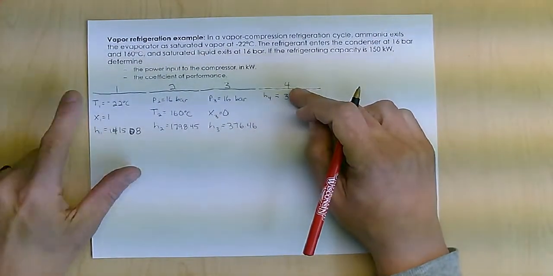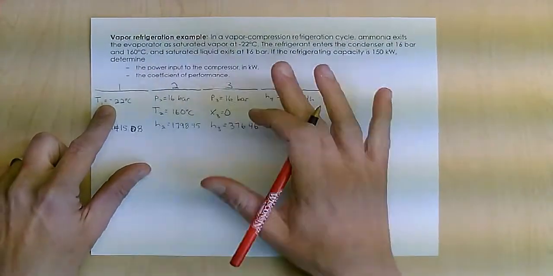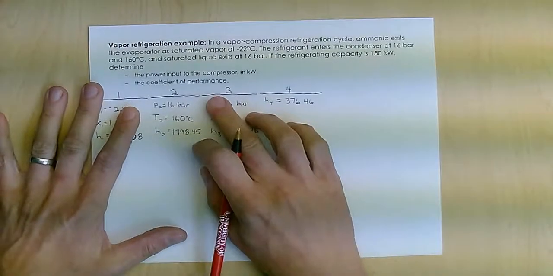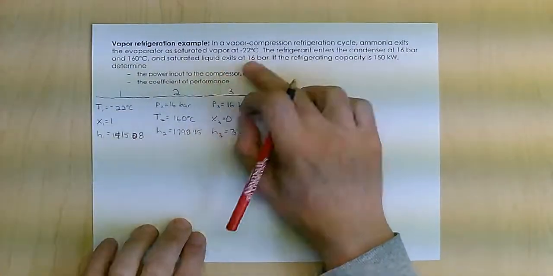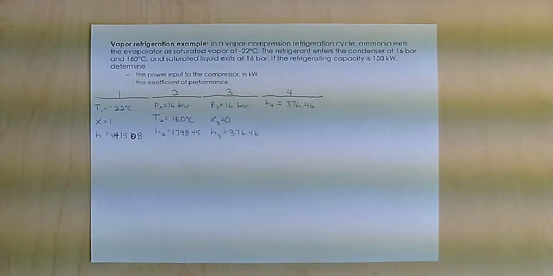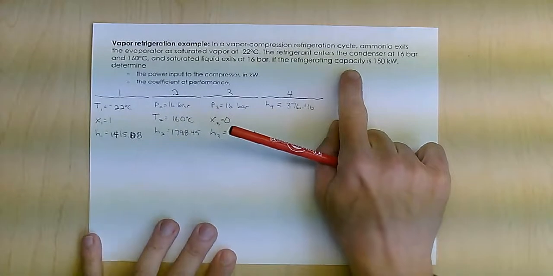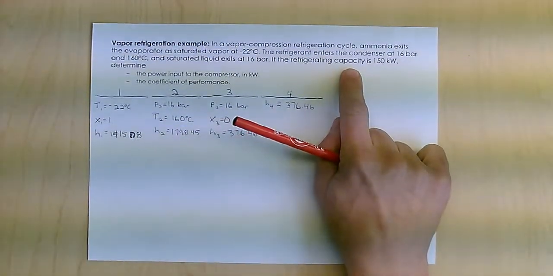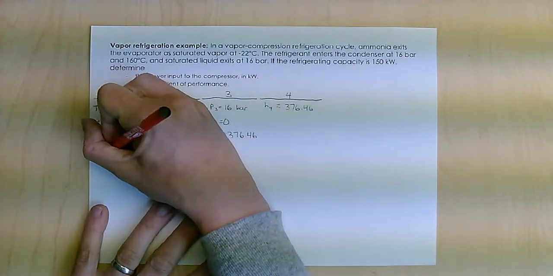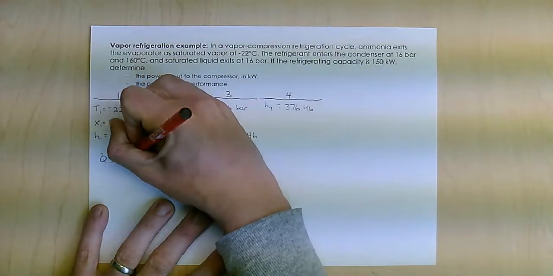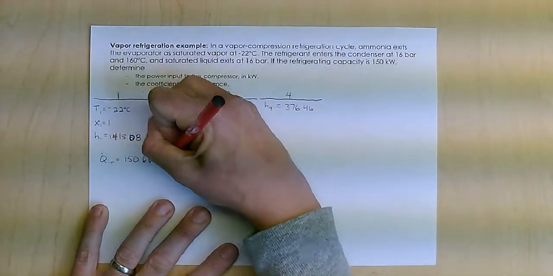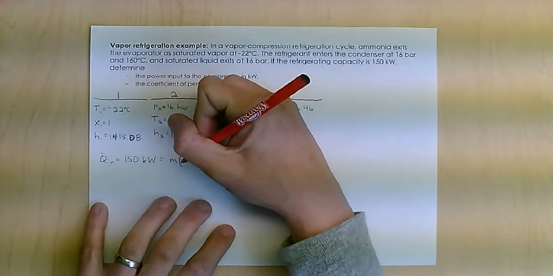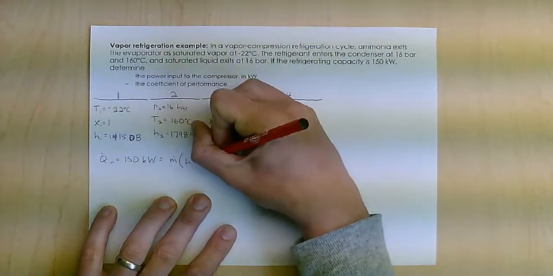So I very easily set my states right here. The pressure here is going to be the same as the pressure at 1, though I don't really need that. In order to find the power input to the compressor, the first thing I need to do is find my mass flow rate, and I can do that using the refrigeration capacity. Q in, which is 150 kilowatts, equals the mass flow rate times H1 minus H4.